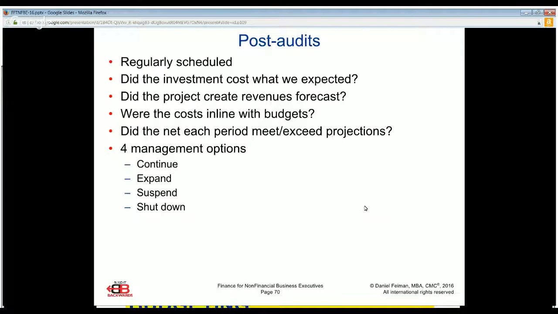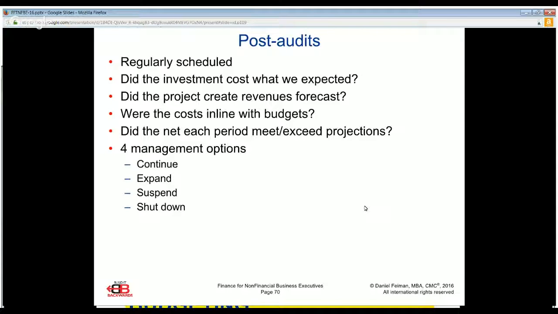A post-audit is a very important part of our capital budgeting. Most of the focus is on the front end, gathering the data, doing the analysis, making the decisions, giving the go, starting the project. And we need to do that. But we also need to analyze on an ongoing basis all of the information that we have to determine if a project is working or not.